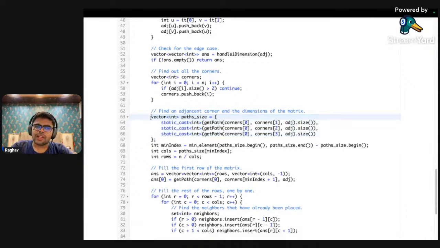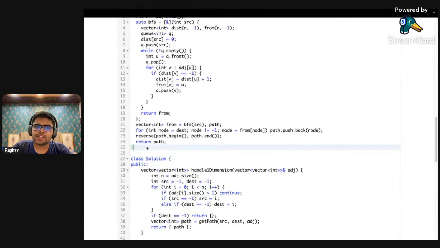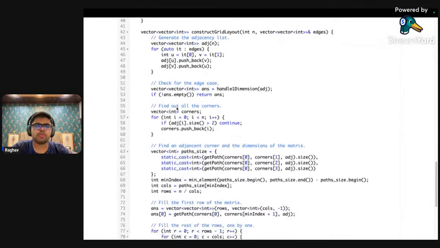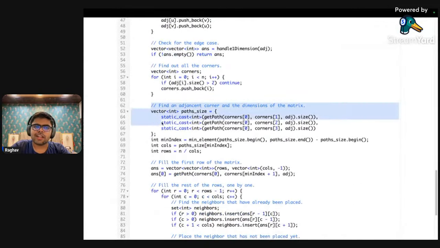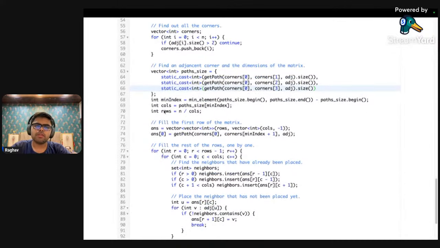But you can actually avoid it. You can just run 1 BFS and then find out the distance to all the other 3 corners in one go. But for that I would have to write a BFS function here outside, and I would have to write longer code. So that is why I just ran BFS 3 times, because it won't really make much of a difference in the time complexity.